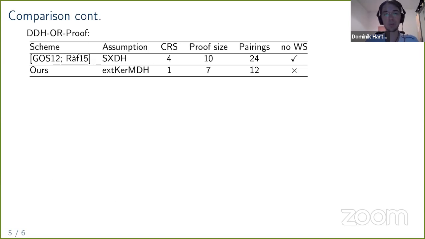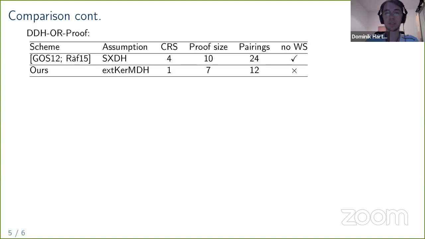And what can we do with this construction? We can actually construct OR proofs, for example, for the DDH language, which is actually used in many schemes. And currently, the DDH proofs in many schemes are the Groth-Sahai proofs, which require 10 group elements and 24 pairings, while we only need 7 group elements and 12 pairings.